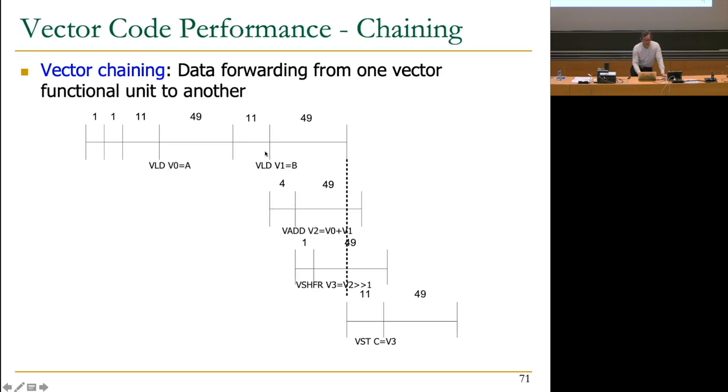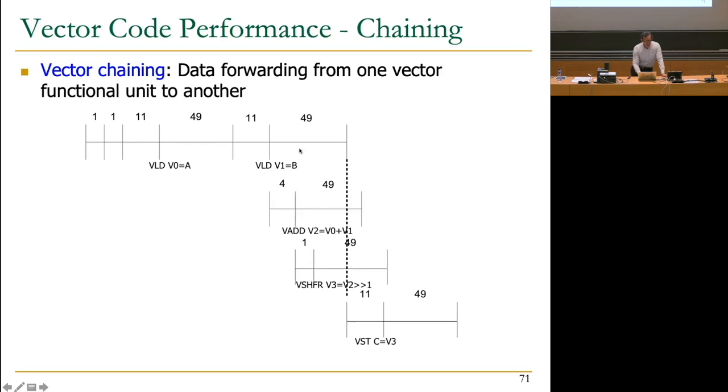And then in consecutive cycles, you get the second element, third element, fourth element, fifth element, up to the 50th element or 49th element, right? So basically, you overlap the latency. You start the vector add right after the first element comes. You start the vector shift right after the first element is produced by the vector add functional unit. And then you can potentially start the store instruction, first element, after the shift is done.